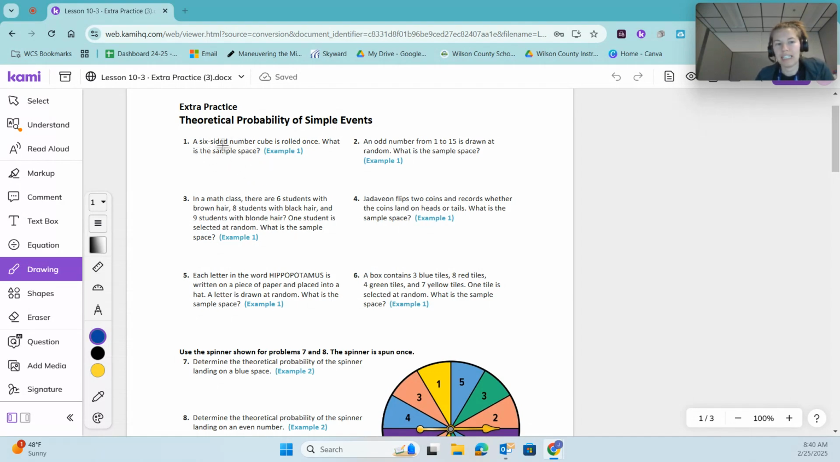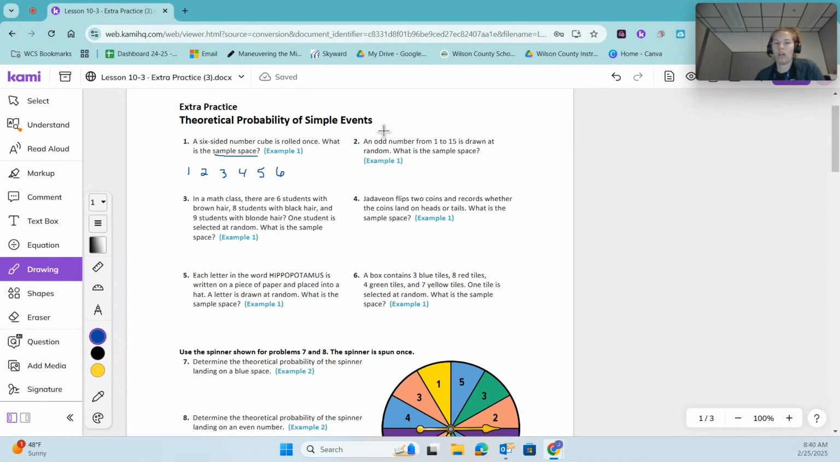So, for instance, a six-sided number cube is rolled once. What is the sample space? Your sample space is your total possible outcomes. Well, my outcomes are 1, 2, 3, 4, 5, and 6. Those are my possible outcomes, which means there are 6 total possible outcomes.